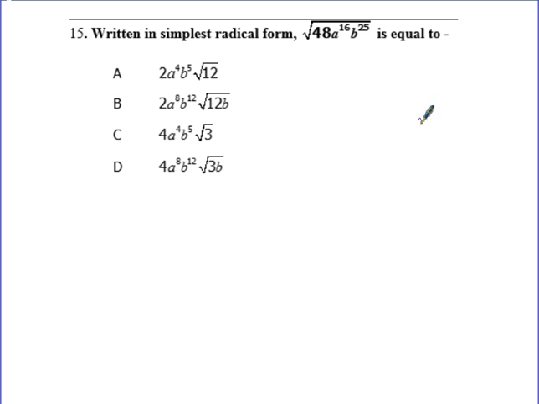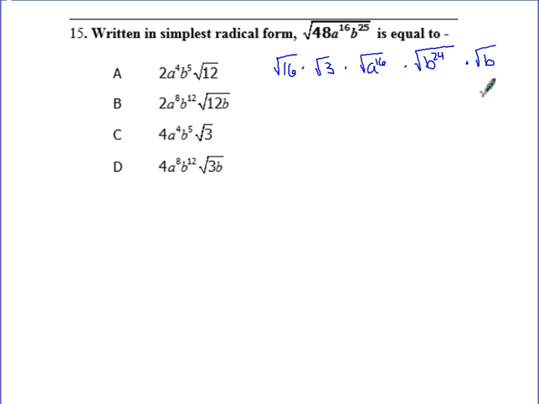I have the square root of 48, a to the 16th, b to the 25th. 48 is not a perfect square, so I'm going to break it apart into the perfect squares. The biggest perfect square that goes into 48 evenly would be 16. So I would have the square root of 16 times the square root of 3. In my variables, a to the 16th is already a perfect square. And then b to the 25th, I'm going to break apart because I need an even number exponent. So b to the 24th times b.